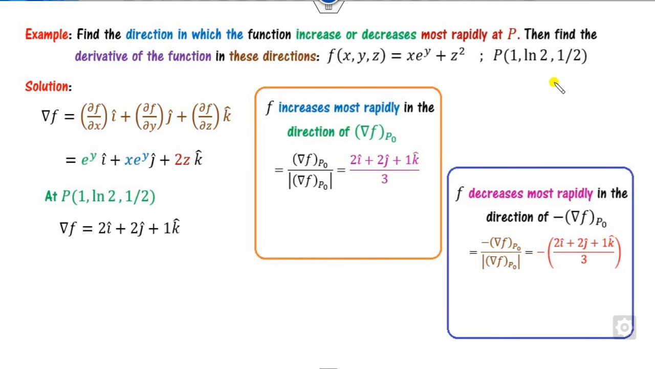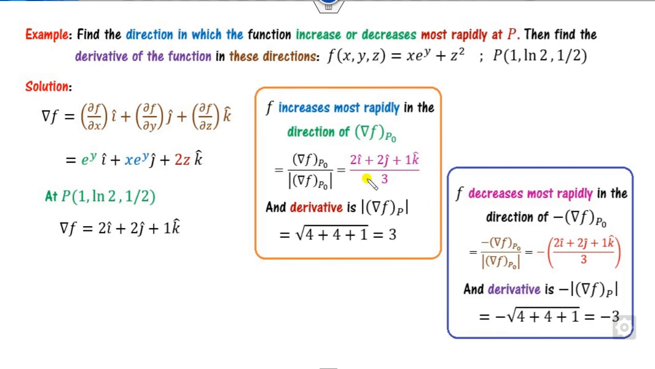Fine. Are they asking about this? They are asking about the derivative value also. So what is the derivative value? You can find the modulus value of this, which is my 3. This is minus 3.